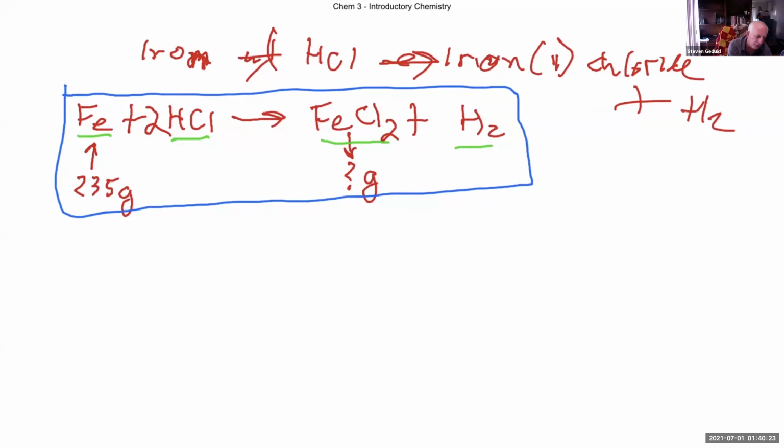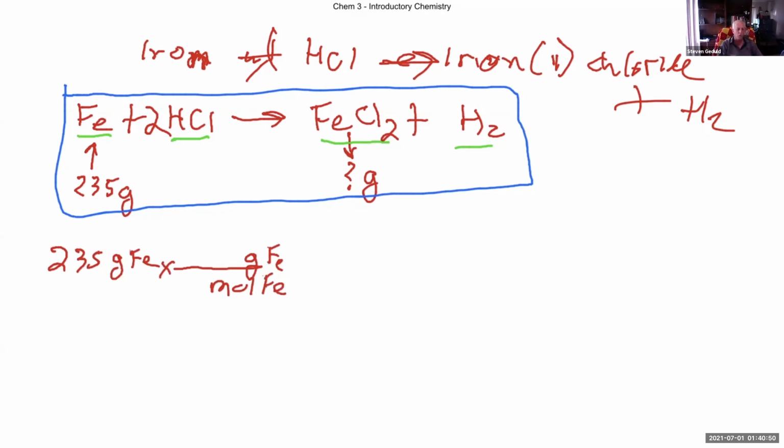Let's put 235 grams of iron. That's what we're starting with. And I want to convert that into what? What do you have to convert into to use an equation? Moles. You have to go to moles. Okay? Always, always, always. Grams to moles. And this is grams of iron and moles of iron.